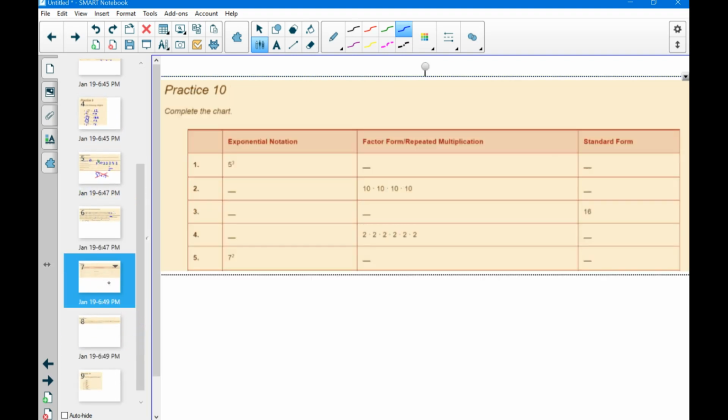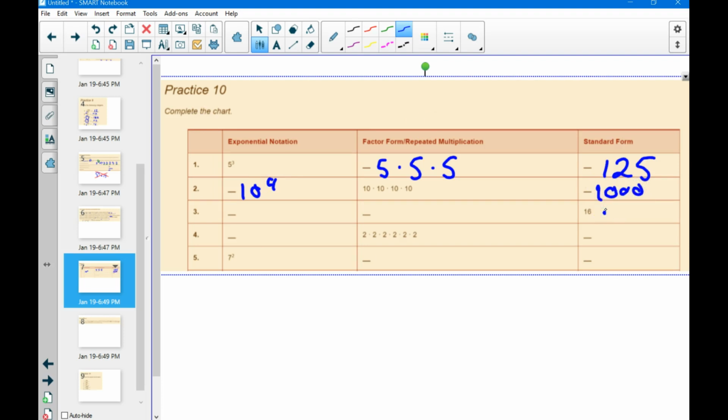Let's have a look here at some examples. So if I see right here I have 5 to the power of 3, that means that I have 5 times 5 times 5, which gives me 125, if my math is good in my head right now. Here you can see that I have 10, 10, 10, and 10. How many 10s do I have? I have 4 10s, so 10 to the power of 4, and that should be 10,000.